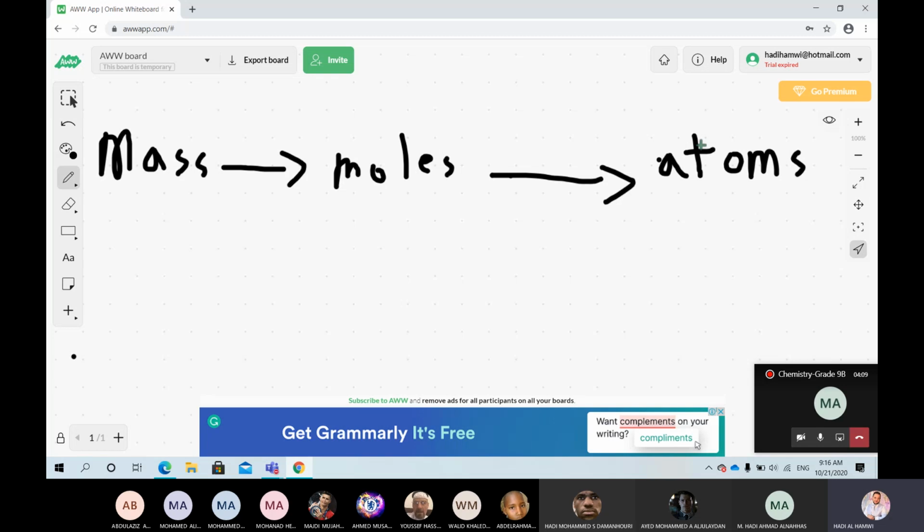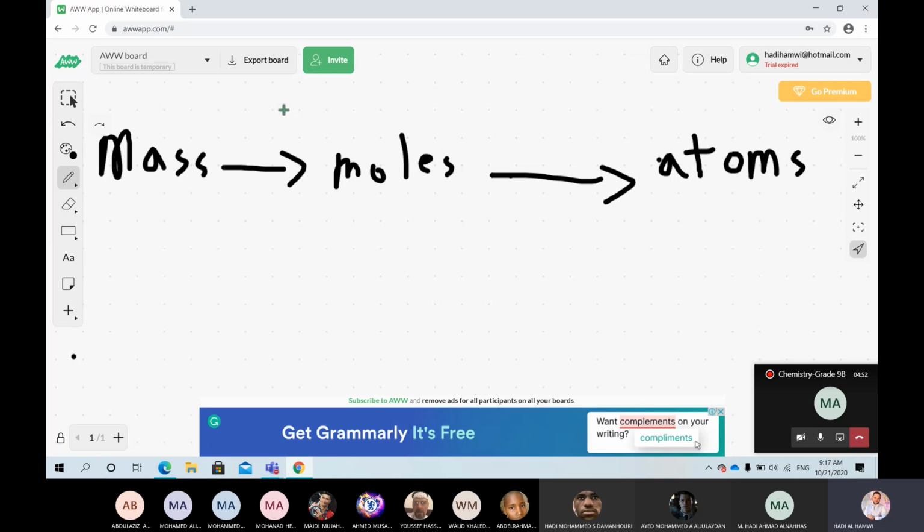And the opposite is also true. If the number of atoms is given and I need the mass, I should first convert from atoms to moles, then from moles to mass. So usually we have this question: convert from mass to representative particle, or from particles to mass. In the first step, we will use mass and mole.